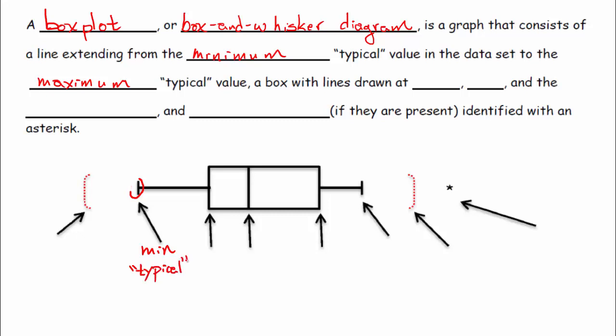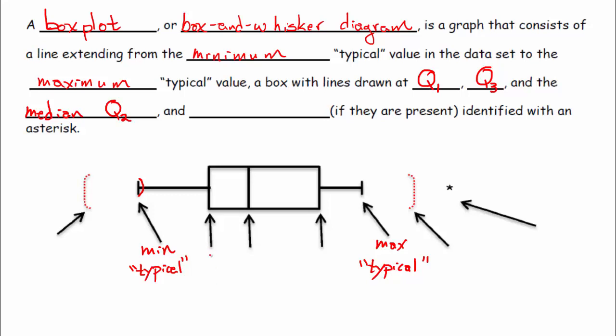So what I mean by typical is not an outlier or not an extreme value, all the way up here to the maximum typical value. So again, typical, I mean not an outlier, not an extreme value. So we have a minimum typical, maximum typical here, and then this box that we have shows three different values. It shows the first quartile, the third quartile, and the median, which your calculators will denote Q2, I think.